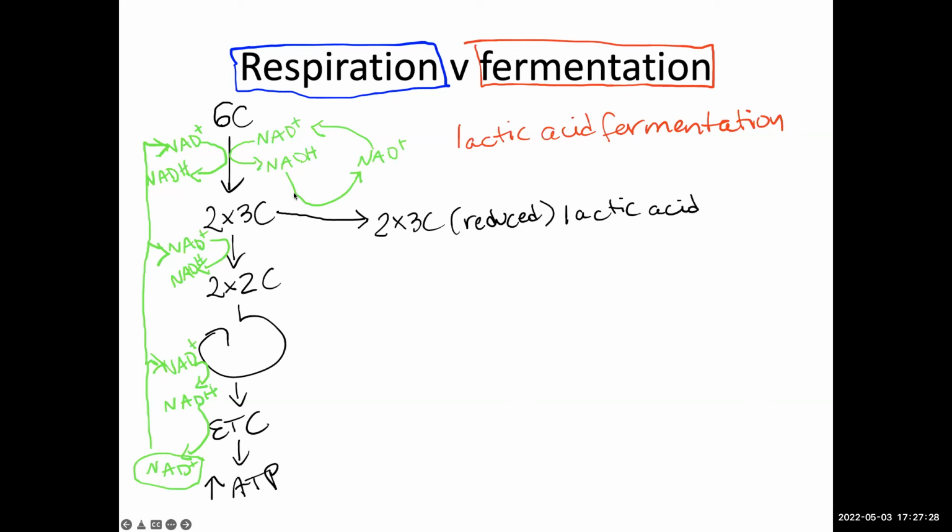And so what you'll notice is that the electrons that were removed from glucose in fermentation were never used to make any ATP. The only ATP is made just during the regular normal glycolysis reactions. Is this the only type of fermentation that exists in the world? It's certainly what happens in our bodies. This is the only type of fermentation that happens.